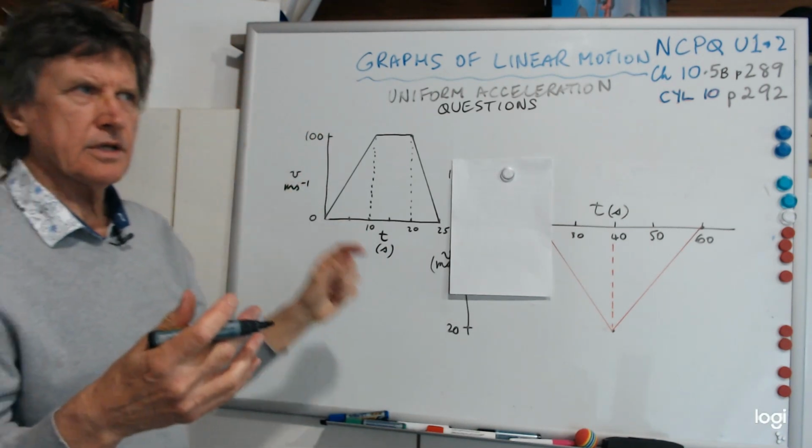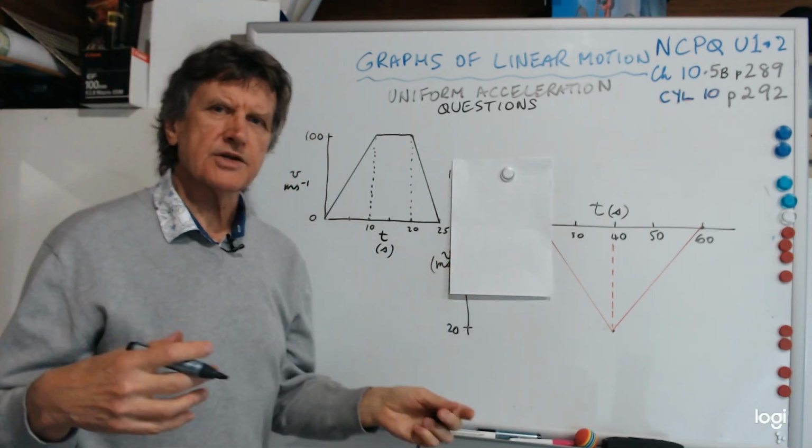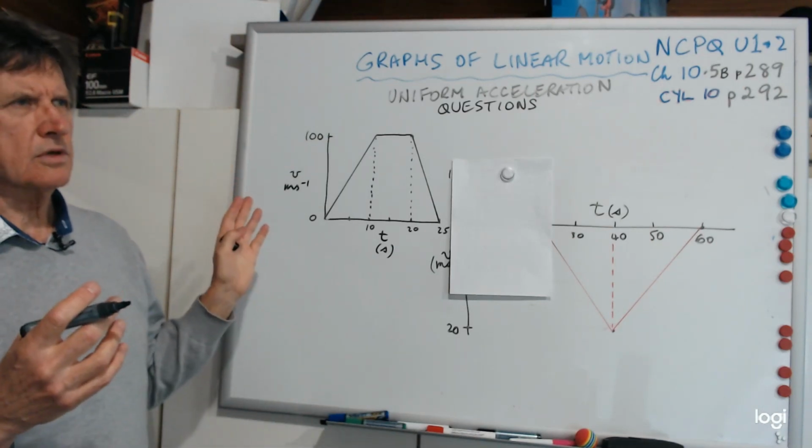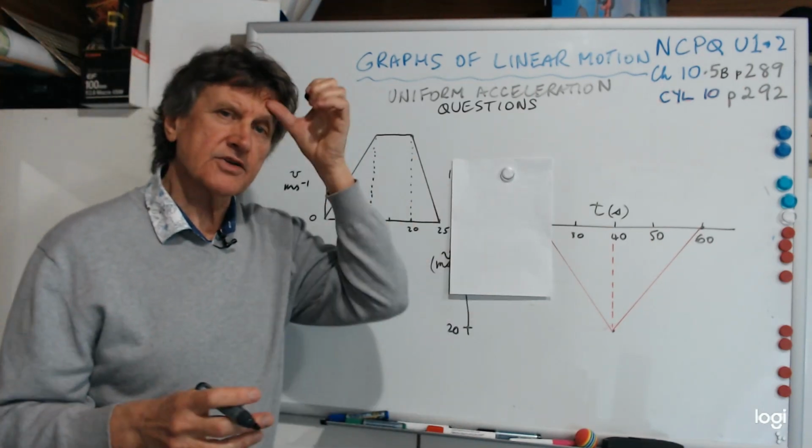You know, it could be anything. Let's imagine it's something that can go really fast. Maybe a bullet. No, it wouldn't be a bullet. Let's imagine it's a very fast train.